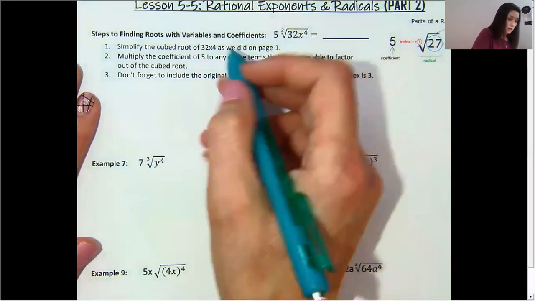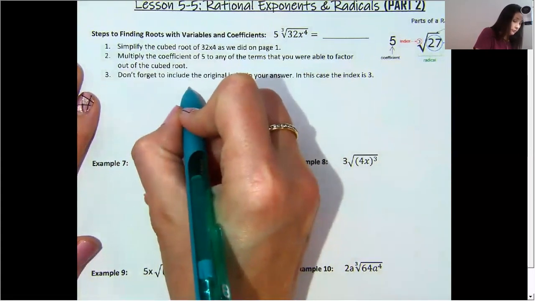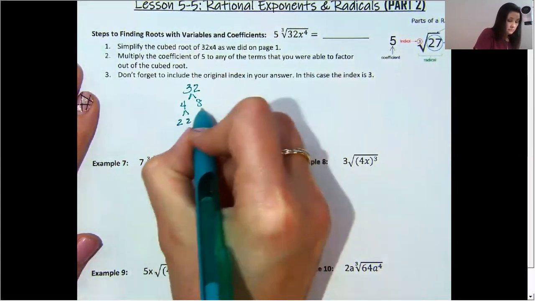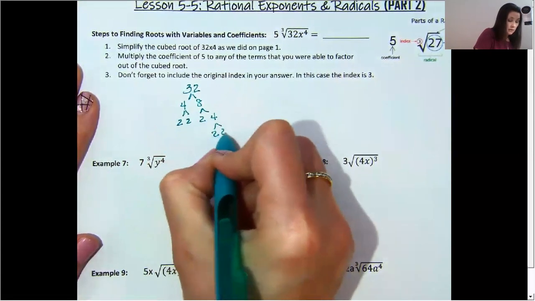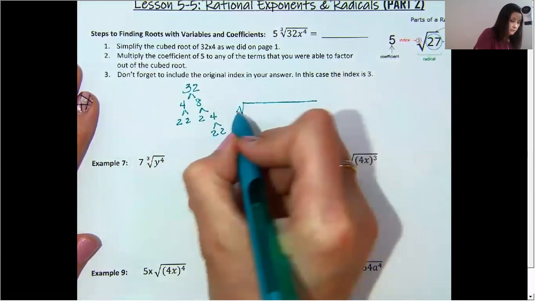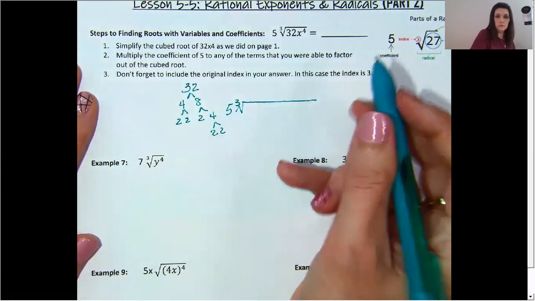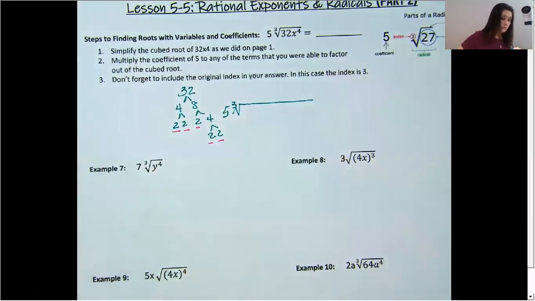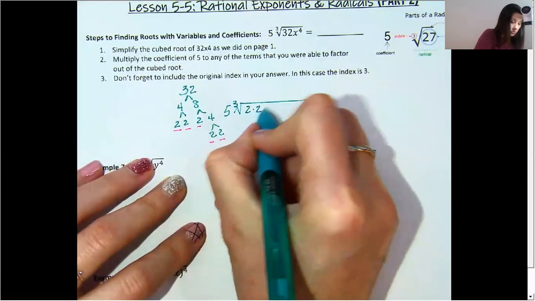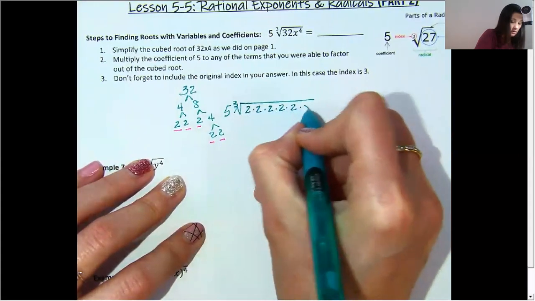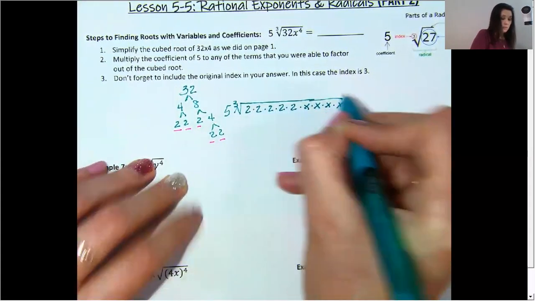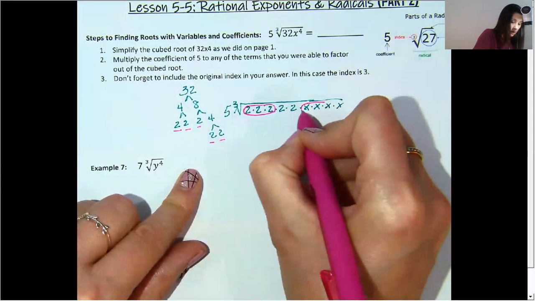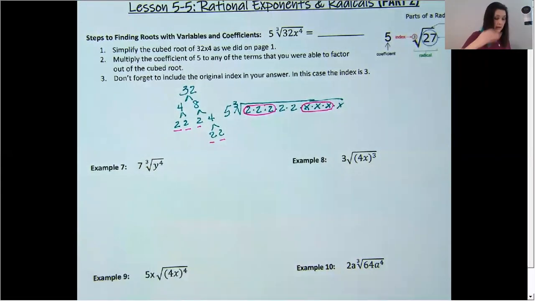So I am going to factor out my 32. So I end up with 5 on the outside, and then I have 1, 2, 3, 4, 5 2s and 4 x's. Now, because this is a cube root, I'm going to circle groups of 3. And I'll show you that next step as we pull out our numbers.